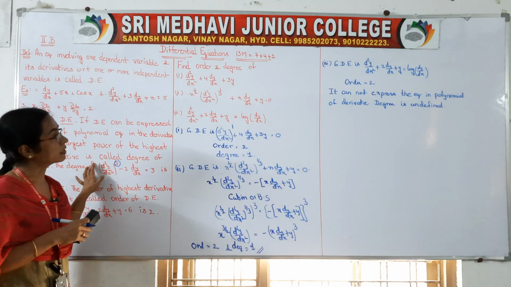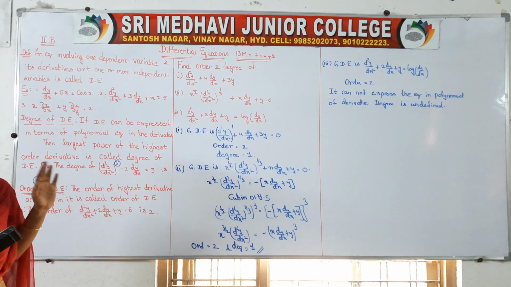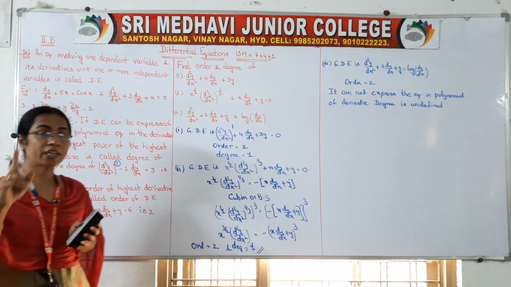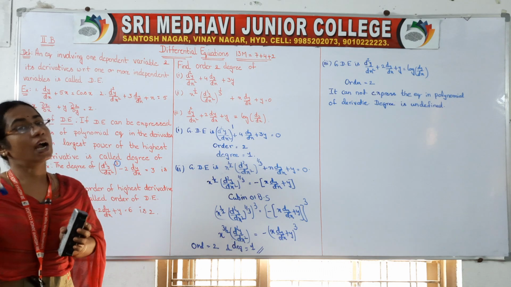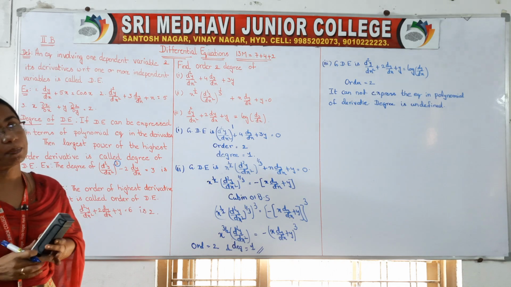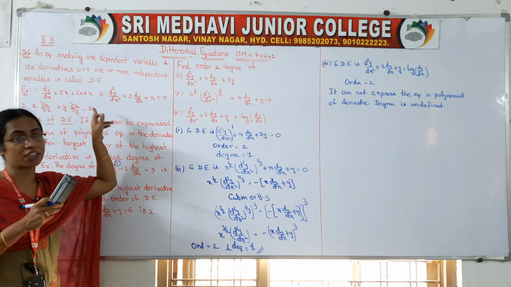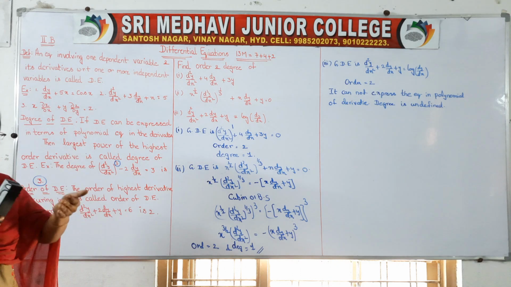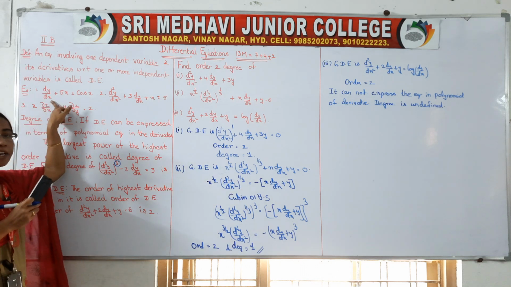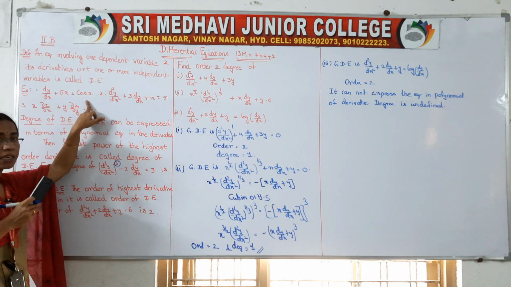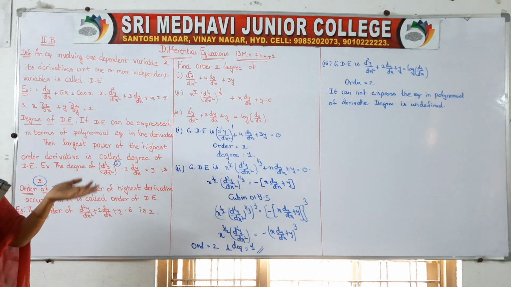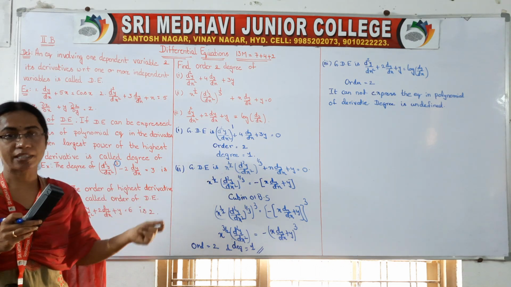Okay, so this is the first class of your differential equations. First, what is a differential equation? Any equation involving one dependent variable and its derivatives with respect to one or more independent variables is called a differential equation. Again, there are ordinary differential equations and partial differential equations. If there is only one independent variable, then it is called an ordinary differential equation, and we are dealing with ordinary differential equations in this chapter.